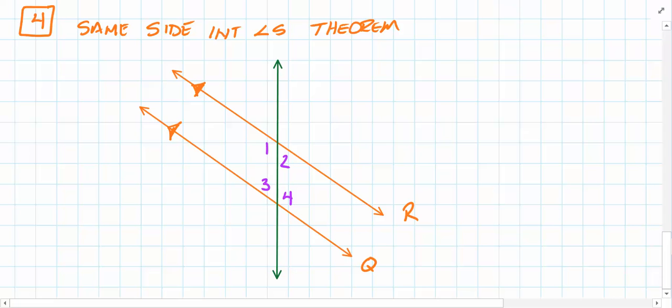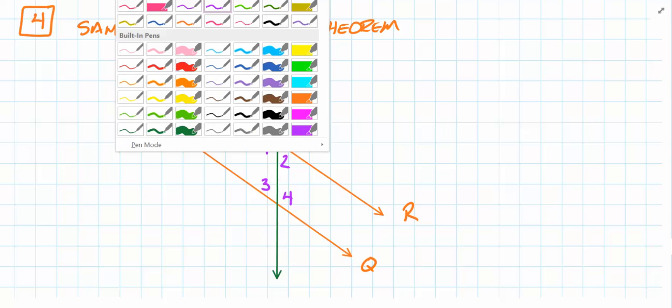You guys agree with that? Okay, good. Now I'm going to talk about the same side interior angles. Which one's the transversal? Which line? The green line. Okay, the green line is the transversal. So which 2 angles are the same side interior angles? 2 and 4 or 1 and 3. You have 2 options here. Let's talk about 2 and 4.